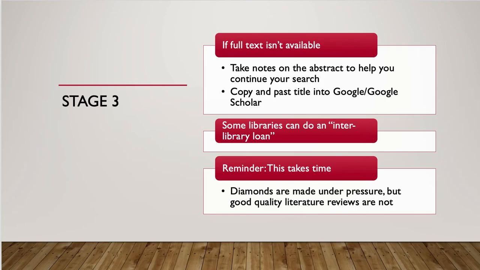So if the full text isn't available, what you're going to want to do is go to Google or Google Scholar, take some notes on the abstract itself and the title of the research page, type it in, and see if you can find it somewhere that's free and available to you. Some librarians can do an interlibrary loan. That's depending on if our library can do it or not. I'm not sure, but I know some libraries, such as the University of Scranton, which has a lot more resources, will reach out to other libraries that have access to specific articles if they do not have access to it, to loan it to you for a set period of time.